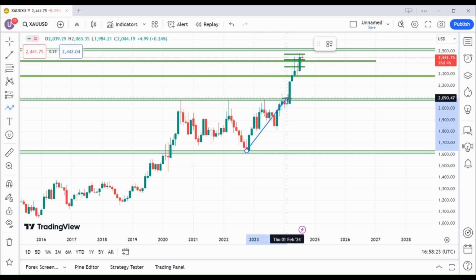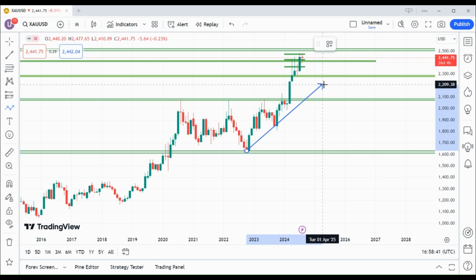So where is this market going now? This market is going to this upper zone, which is about 2,500 ounce. That's where this price is going. So currently now, what are we trying to achieve? We are trying to see how we can join this movement to this upper zone.